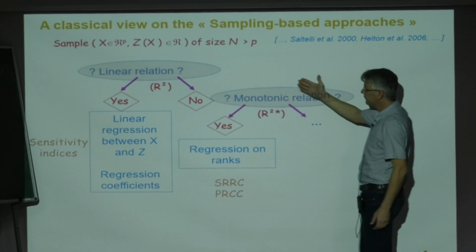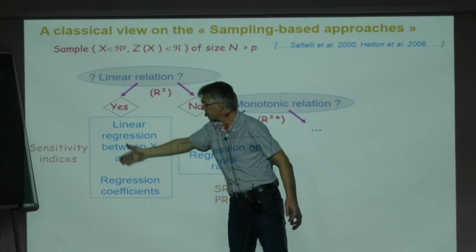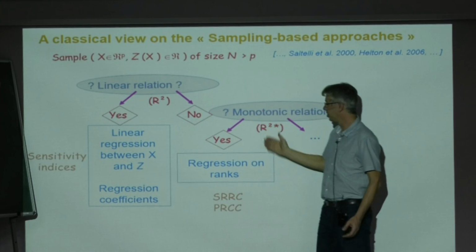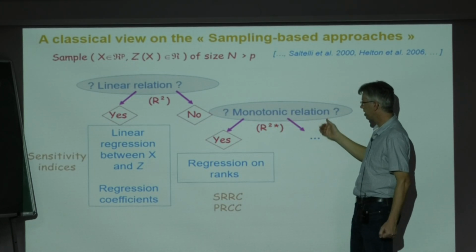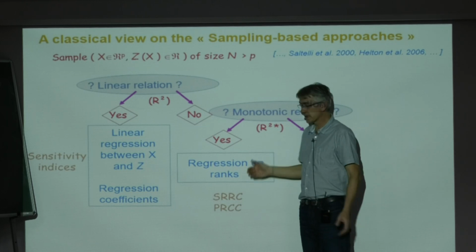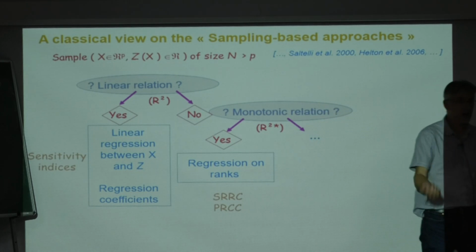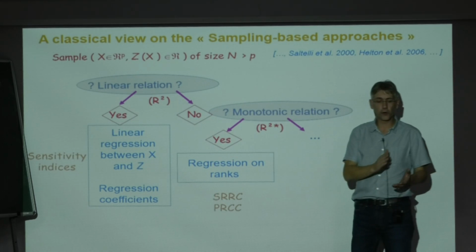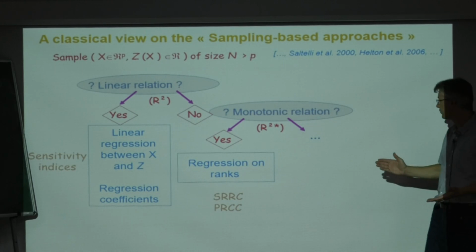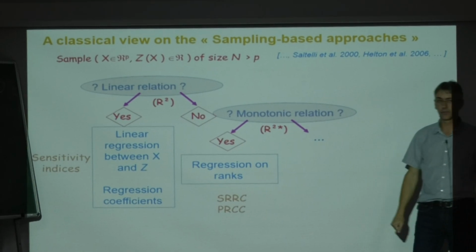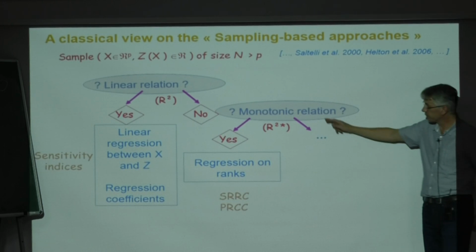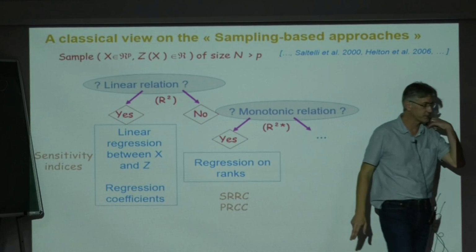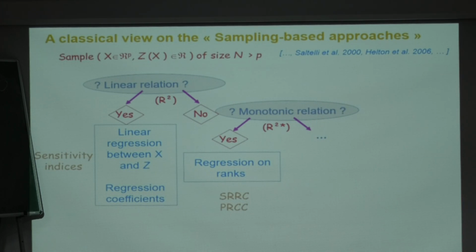We can do so if this is not satisfying because the relation between z and x and all the x is not linear, you can perform these rank transformations and you make the same thing by a rank linear regression. Okay? A rank linear regression which is valid if the relation between the output and the inputs is monotonic. So you have the same thing, and we call this the standard rank regression coefficients and the partial rank correlation coefficients that you can easily compute.